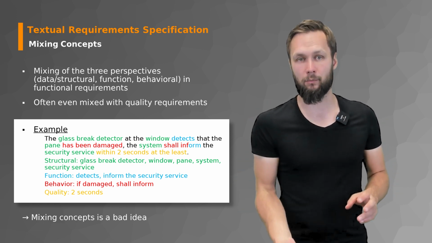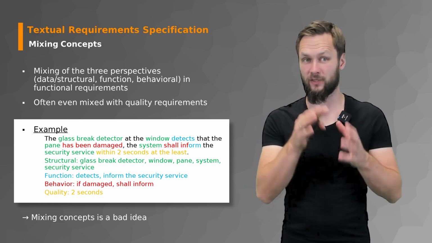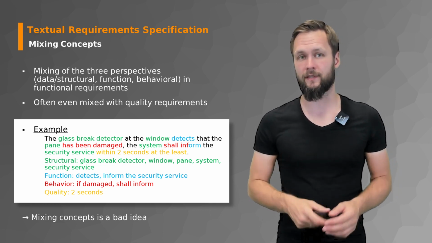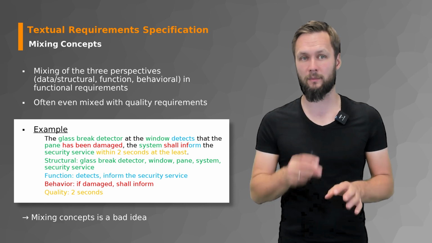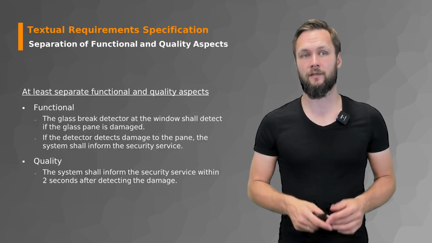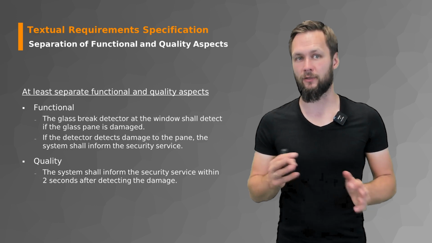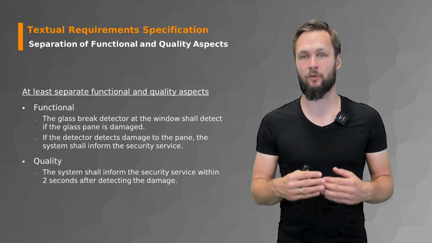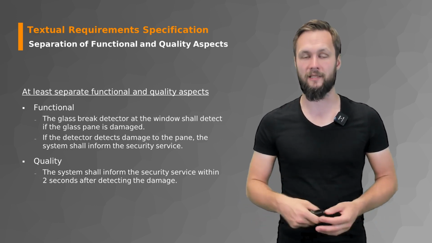How do you then later put this in a proper implementation? Of course, this works, but it's very difficult to keep track of what part you're describing here. So at least separate functional and quality aspects if you can. If you can completely separate all of them, it would be even better.